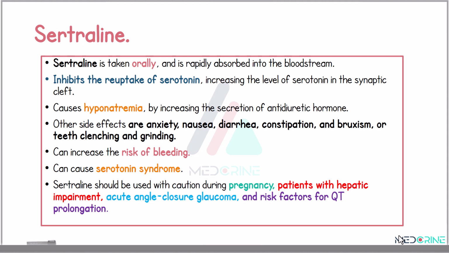Sertraline affects different types of receptors in the brain, for example those that regulate sleep, appetite, and sexual function. So sertraline can cause insomnia, loss of appetite or weight gain, and sexual dysfunction. Sertraline also can cause hyponatremia. It happens possibly by increasing the secretion of antidiuretic hormone. Some other side effects of sertraline include anxiety, nausea, constipation, and bruxism or teeth clenching and grinding.